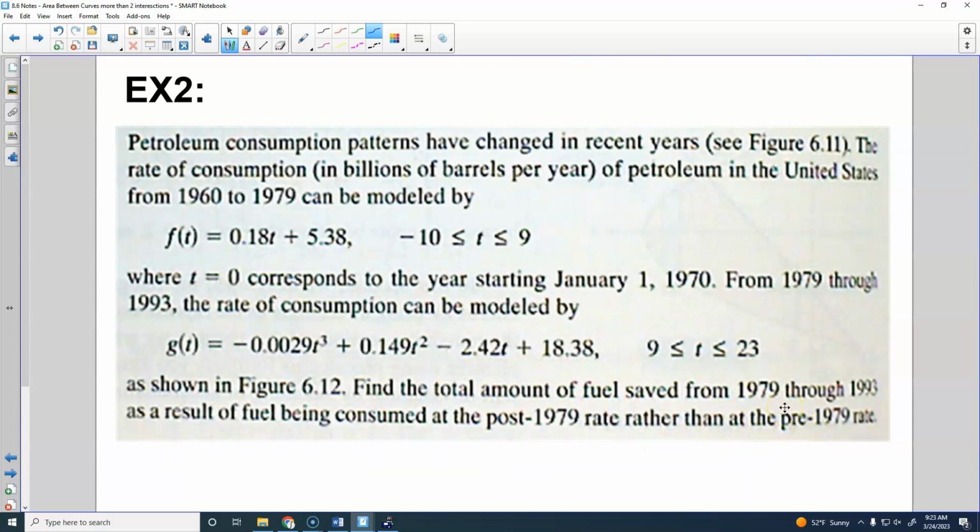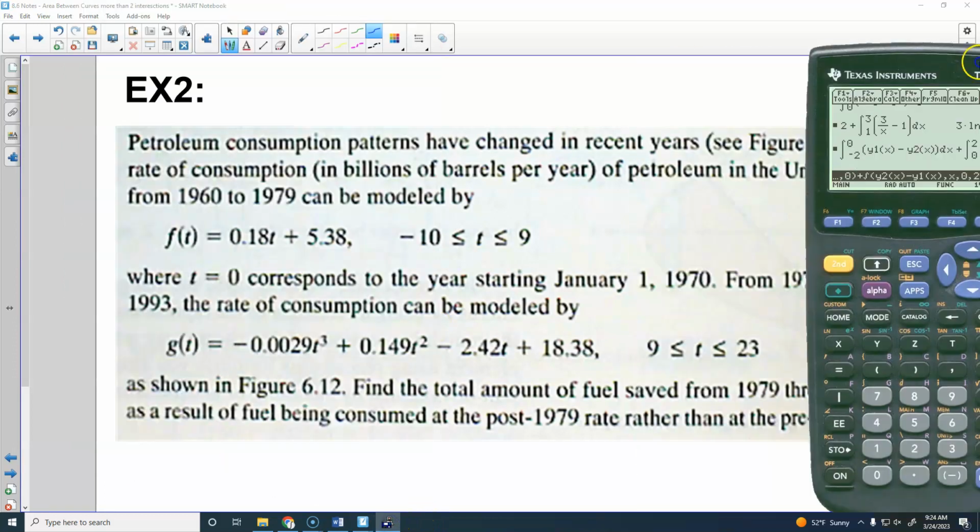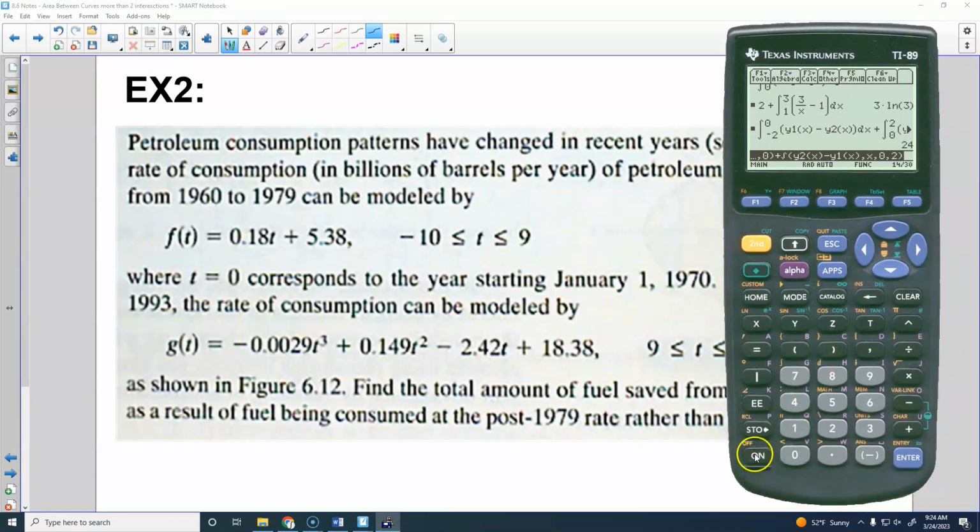what would we need to do? What is it asking here? We're looking for the total amount of fuel saved since 1979. So this would be calculator active. The first thing we would want to do is put our equations in the calculator. So if we go to y equals, we can type these in. And we're going to have 0.18. I'm going to use an x instead of a t.